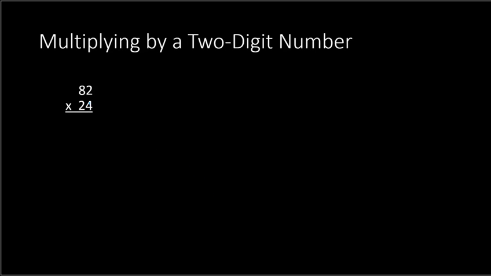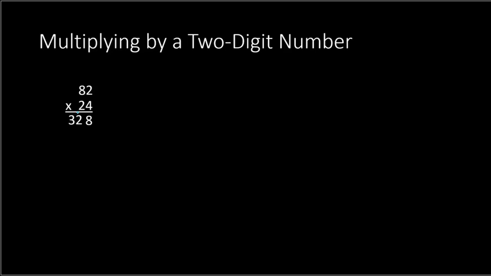So what we're doing basically is we're taking 82 and multiplying by 4 right here, and then we're multiplying by the 2 right here. So we're doing that process of multiplying by a one-digit number, but we're doing it twice, once with the 4 and then once with the 2. So starting with the 4, we would do 4 times the 2 up here, and then 4 times the 8. So 4 times 2 is 8. And then 4 times 8 up here would give you 32.